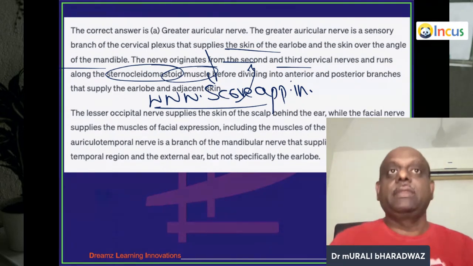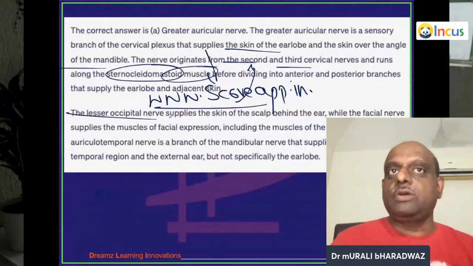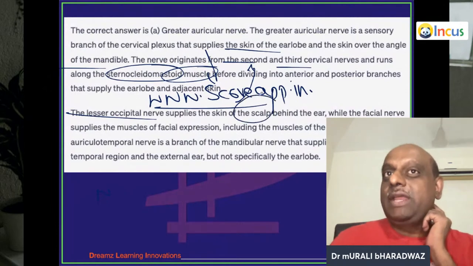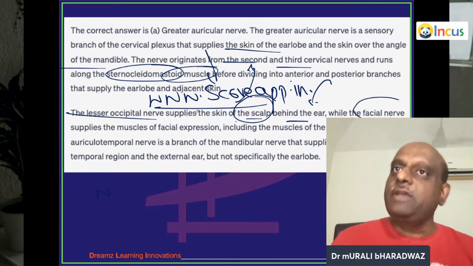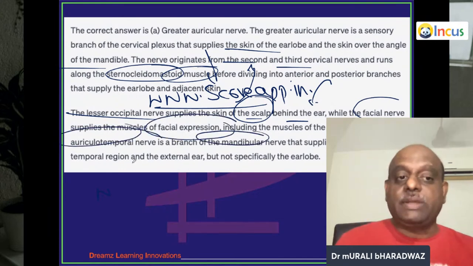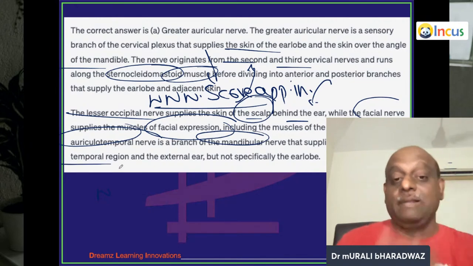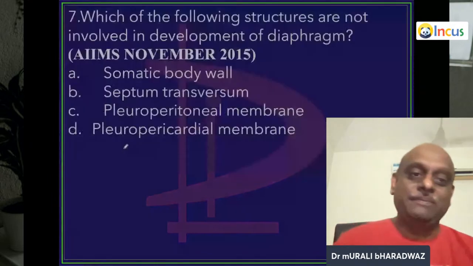So, doctor, the lesser occipital nerve supplies the skin of the scalp behind the ear. Facial nerve supplies facial muscles. Auriculotemporal is a branch of the mandibular nerve, and it supplies the temporal area and the external ear, is what you need to understand.